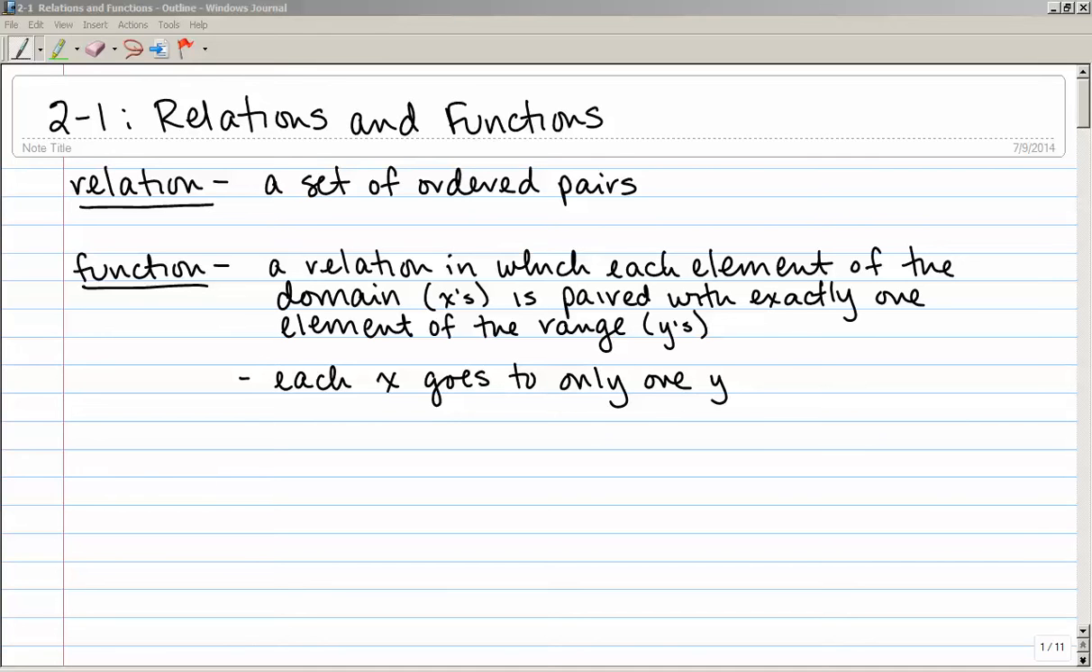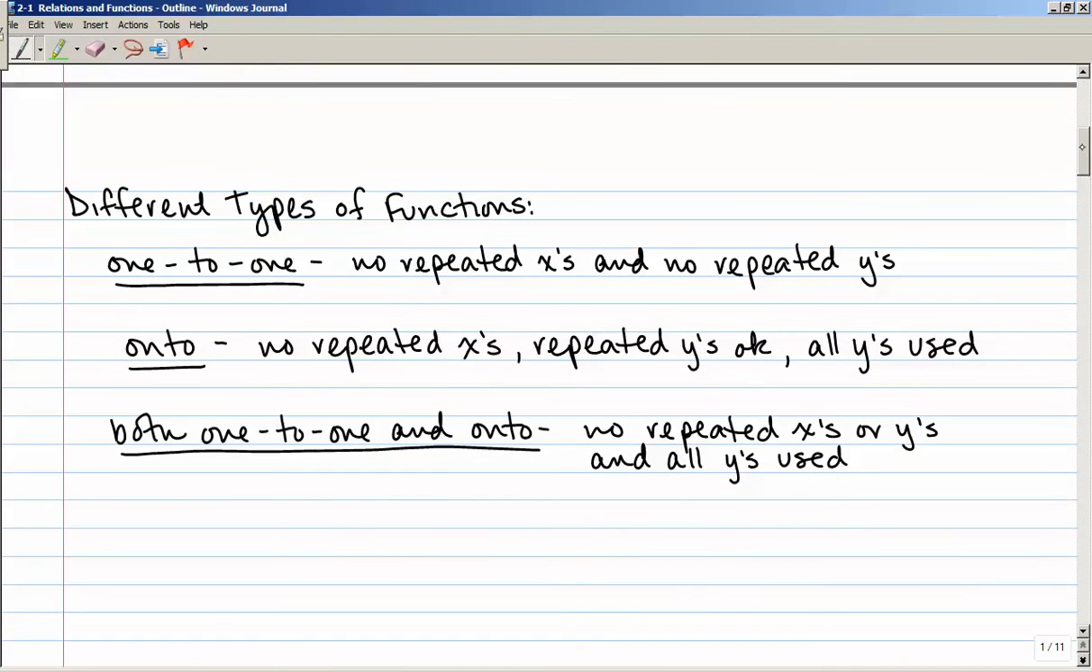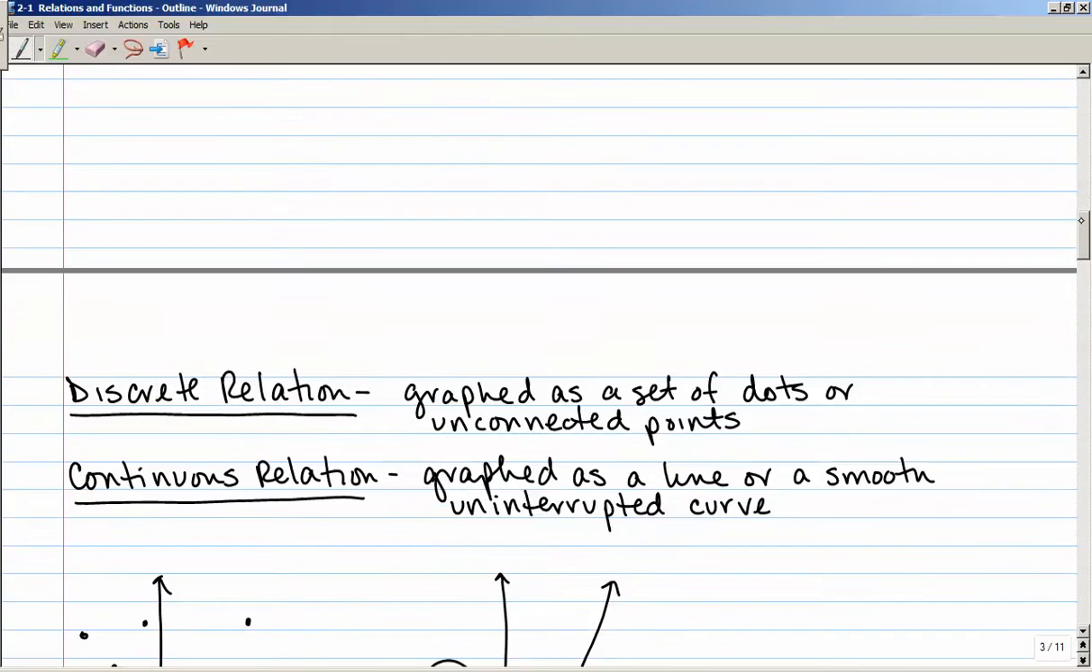In other words, each x goes to only one y. In a function, there are no repeated x's. Your textbook goes on to talk about different types of functions, one-to-one, onto, and both one-to-one and onto. I think we're just going to, you can read that, be aware of it. We're not really going to focus on that in this course. And I think I'm going to skip example 1 also.